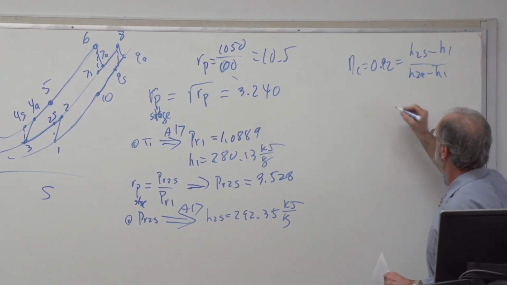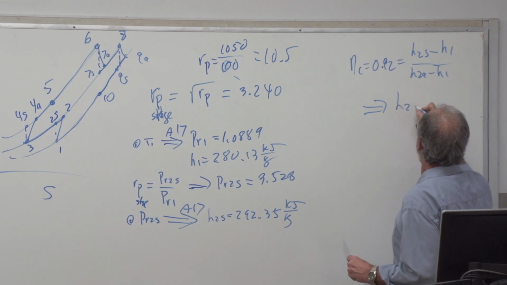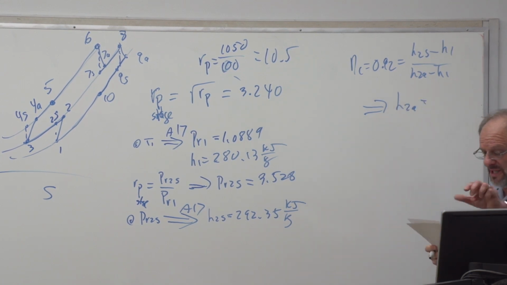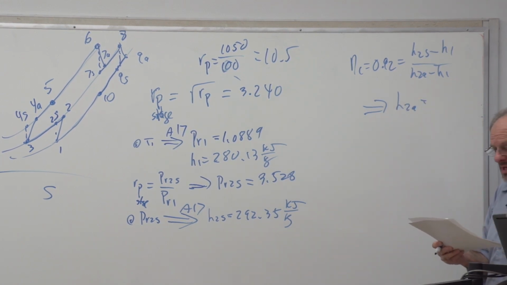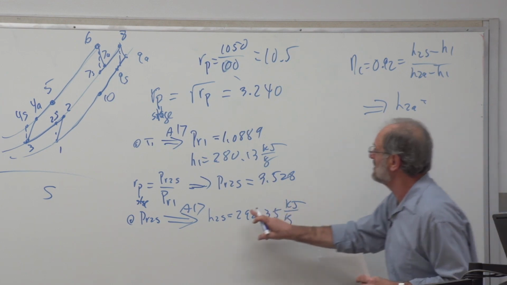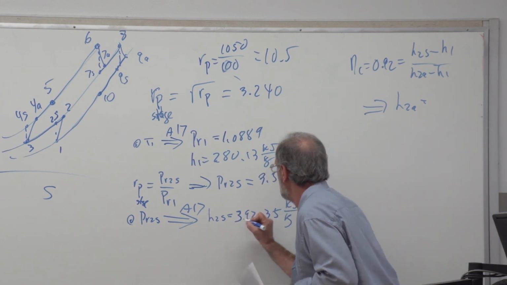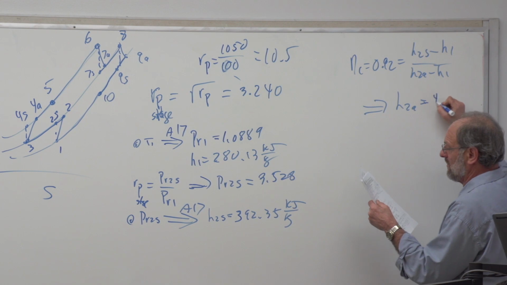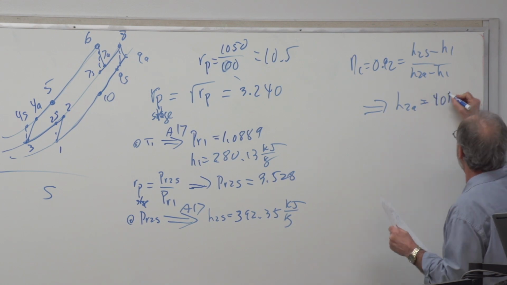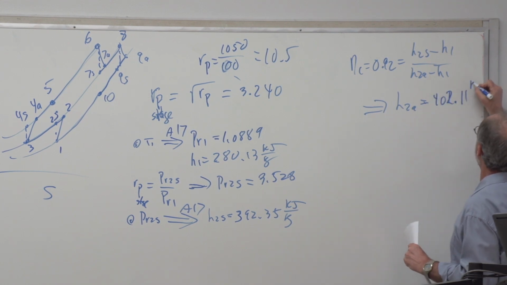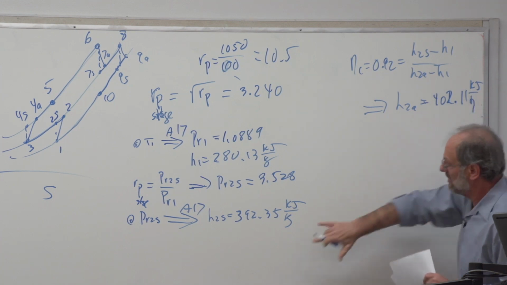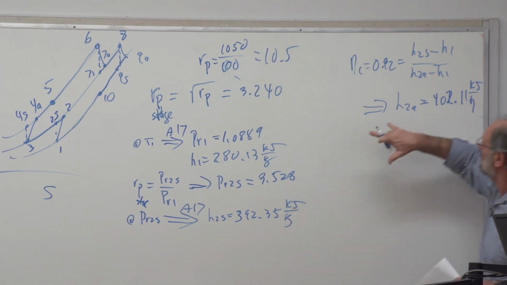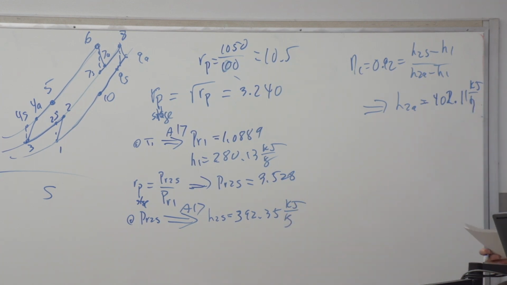So that's just this equation, and everything is known except for the actual enthalpy leaving the compressor. So we get, oh, I'm sorry, this down here should say 392. And over here, this is 402.11. Yeah, so H2S is 392, and H2A is just a little bit higher than that.